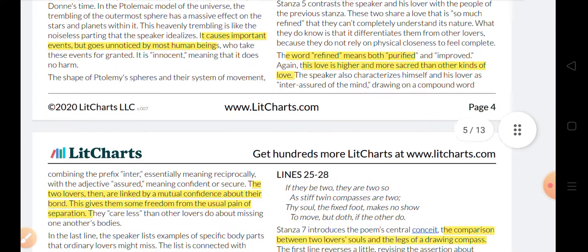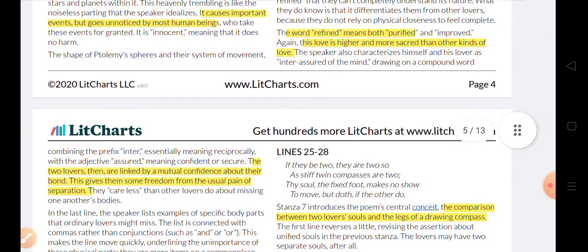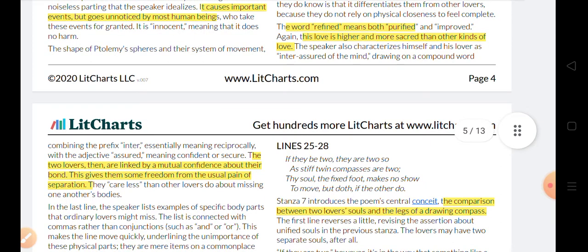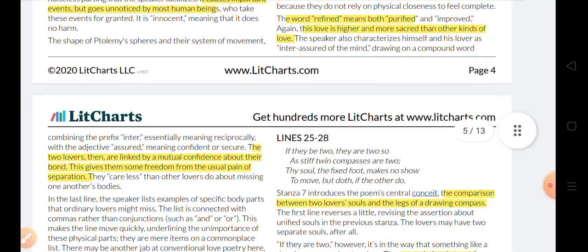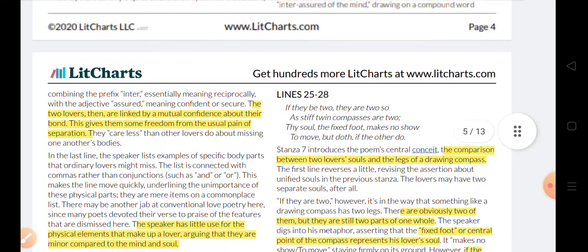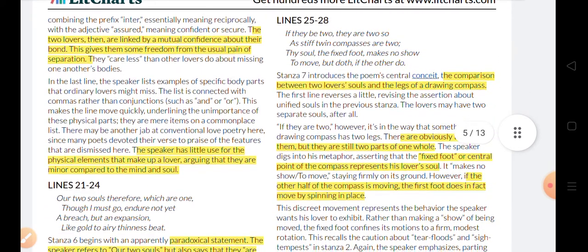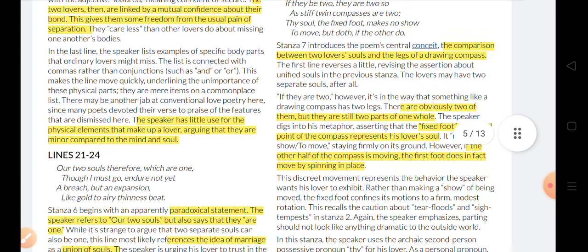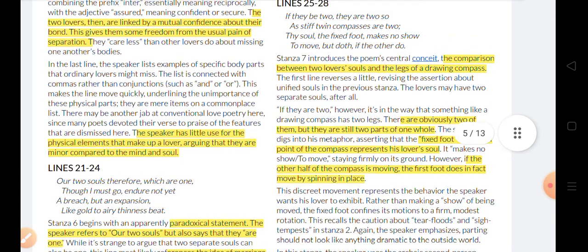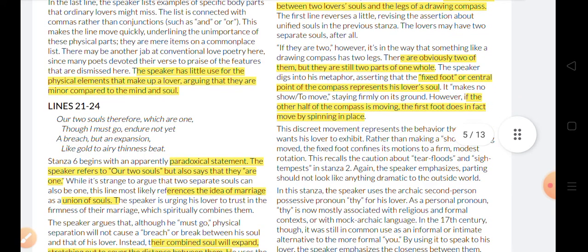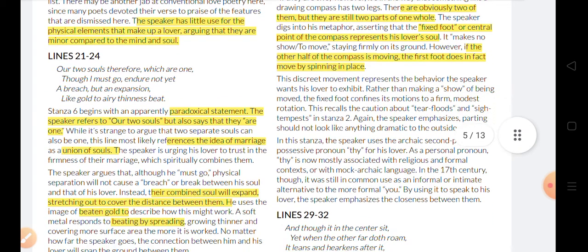So here he began with the word refined, which means purified, improved, formed, and this love is higher and more sacred than other kinds of love. The two lovers are linked by mutual confidence about their bond, and this gives them some freedom from the usual pain of separation. The speaker has little use for the physical elements that make up a lover, arguing that they are minor compared to mind and soul.